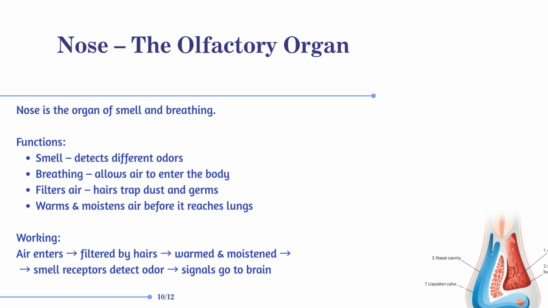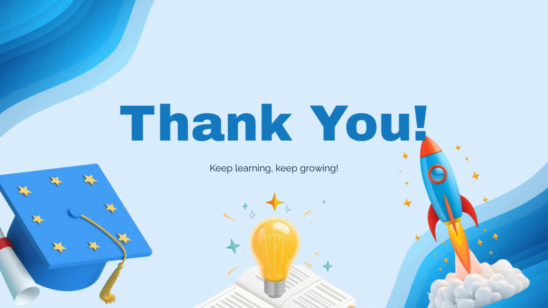जब हम सांस लेते हैं तो एयर जो है एंटर करती है नोज में. It is filtered. Then it gets warm and moistened. Then there are small receptors which are called smell receptors. They detect the odor and they give signals to the brain. So, the nose is generally used to smell and clean air for breathing.